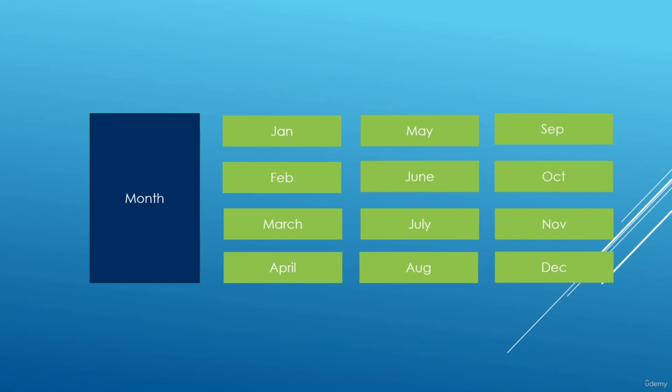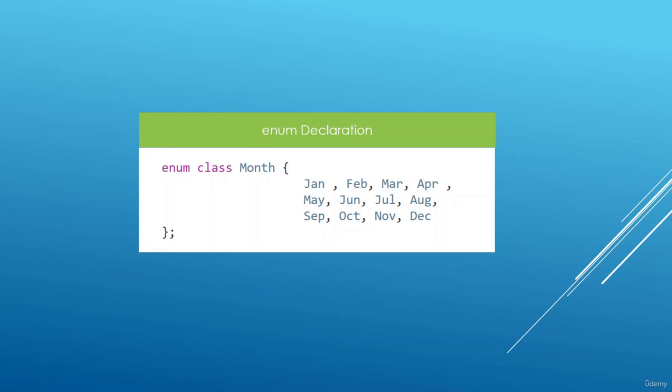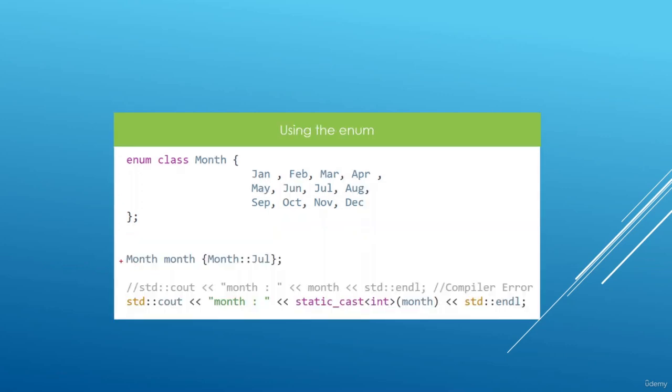But that's not really easy to work with. We can set up our own type like we see here. For example, we can say enum class and say month, and this is going to be our month type. And if we put a pair of curly braces like this, we can specify possible values for this month type. Once we have this, we can create variables of this type like we see here.